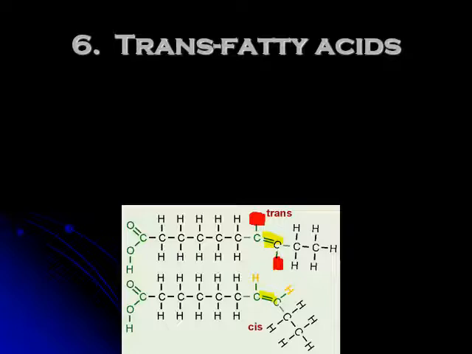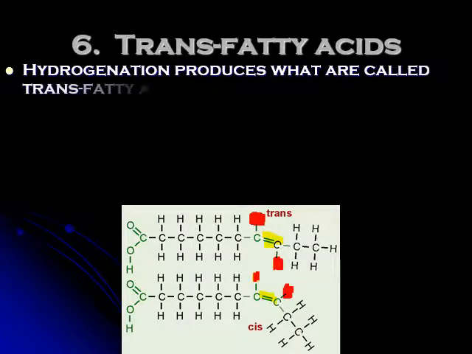Trans, like a transatlantic flight or transatlantic voyage, goes across the Atlantic or across whatever you're going. Cis has the hydrogens that are on the same side, and these are actually the common molecules that we have in our bodies. Trans fats are things that are not really recognized by our body. So the cis ones occur naturally. The trans fats are the artificial ones that occur when you hydrogenate something.